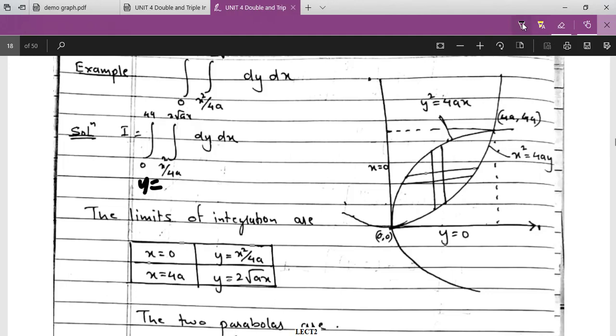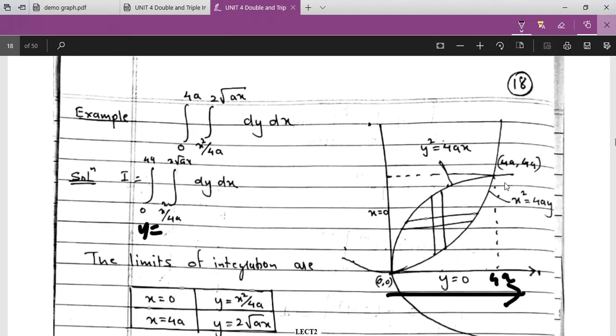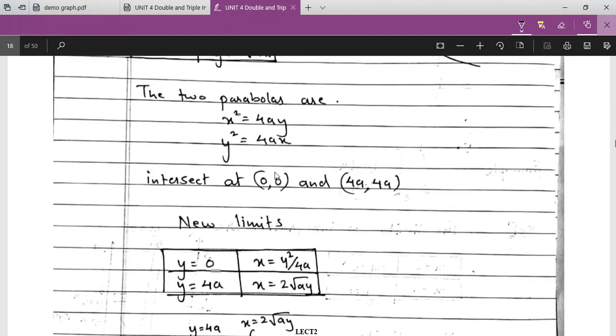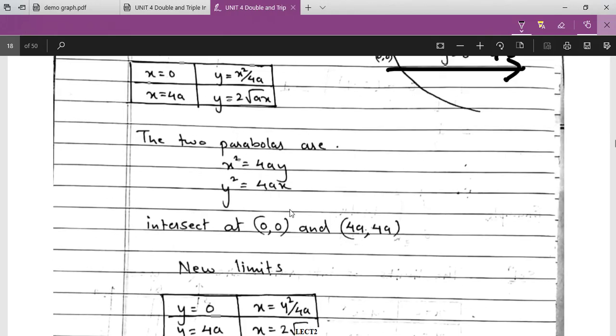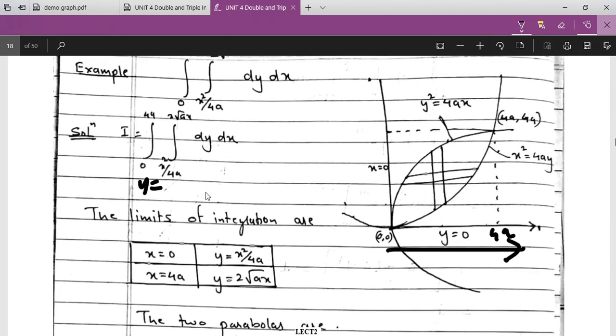So what is happening to x? That is at a distance 4a, you can take it. Now the point of intersection here, obviously, will be 4a comma 4a, on evaluating these two parabolas. The points of intersection are 0 comma 0 and 4a comma 4a. Since it is in terms of dy dx, you need to change the order into dx dy, and here it is dy dx.